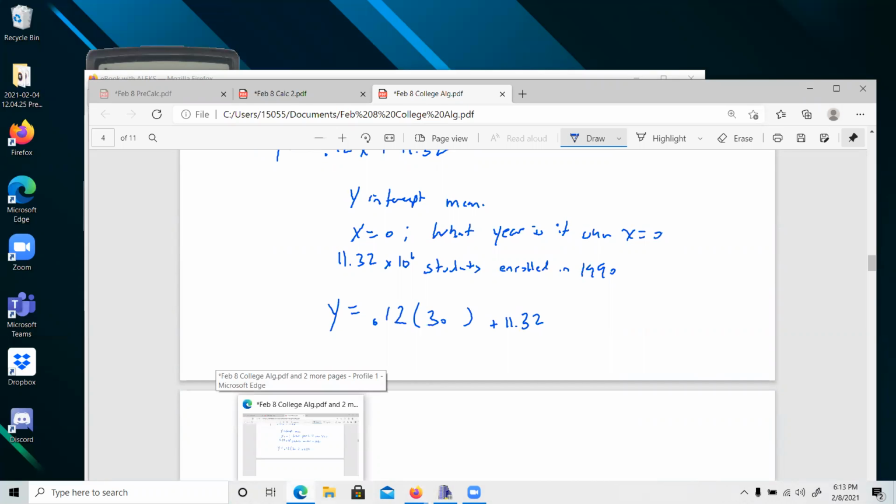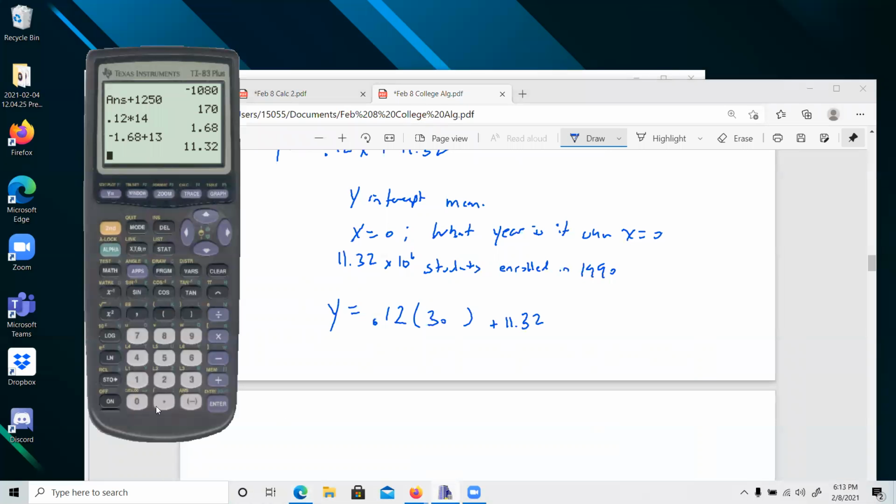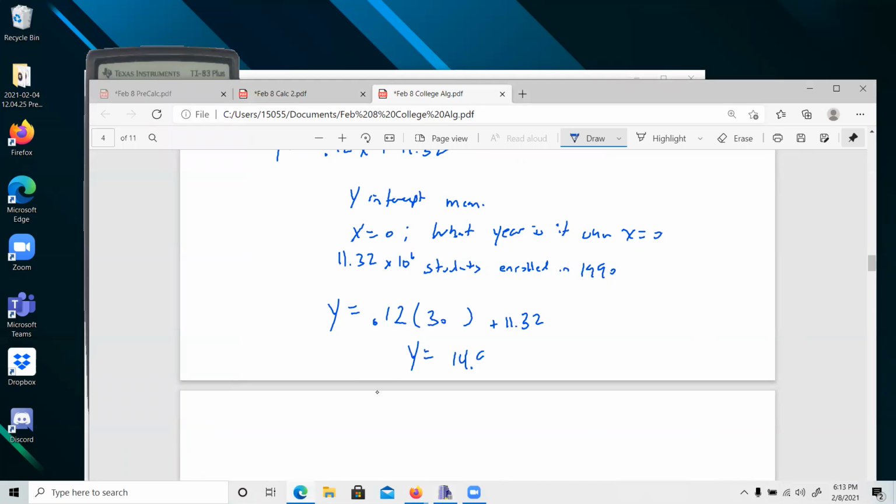So let's go ahead and take a look at the calculator. What do I want? I want 0.12 times 30, plus that 11.32. So y is equal to 14.92 million students enrolled in college in 2020.